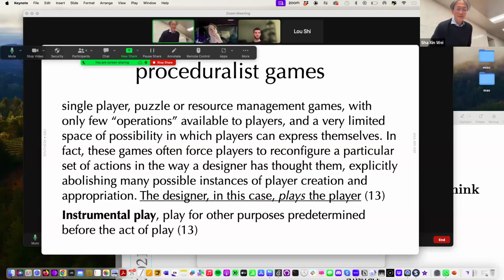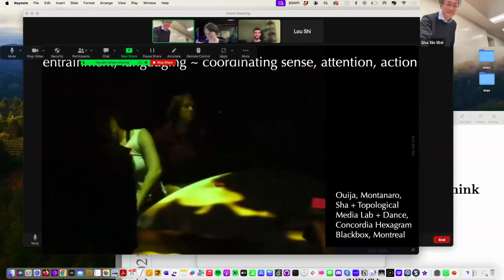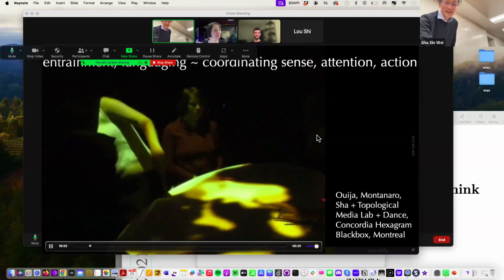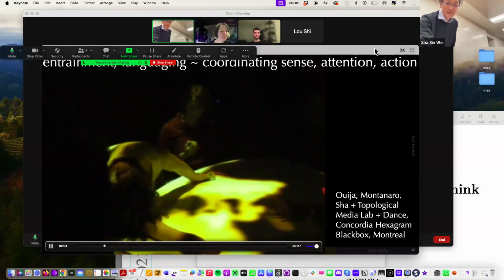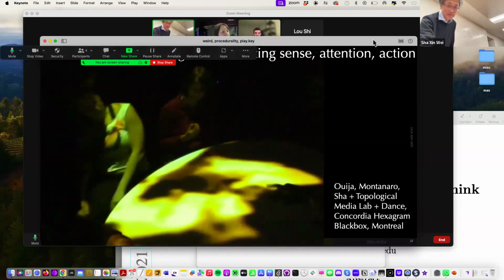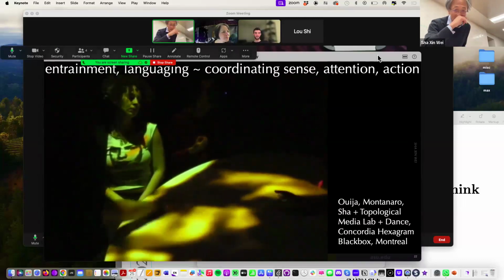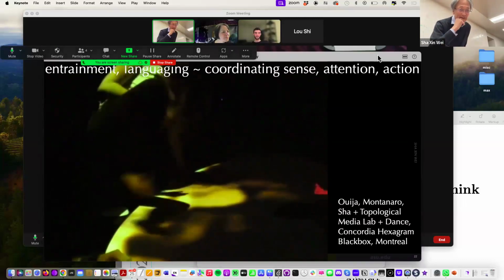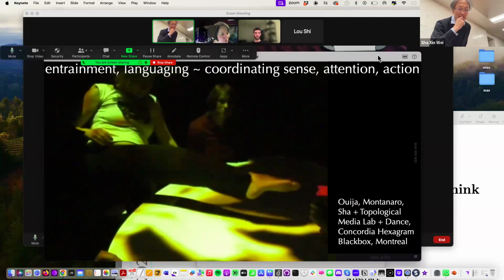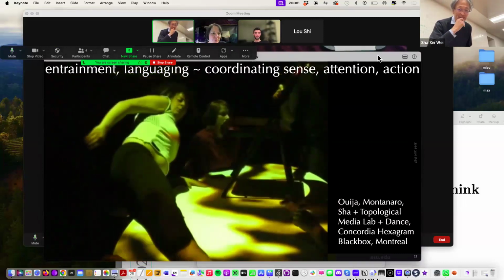Okay, let's have some fun. So why don't we show a few examples of work that we've done in synthesis in the Topological Media Lab. Forgive me if you've seen some of this, but I don't think you've seen this work in that semester.